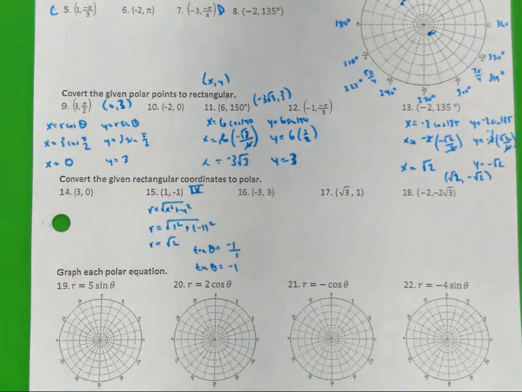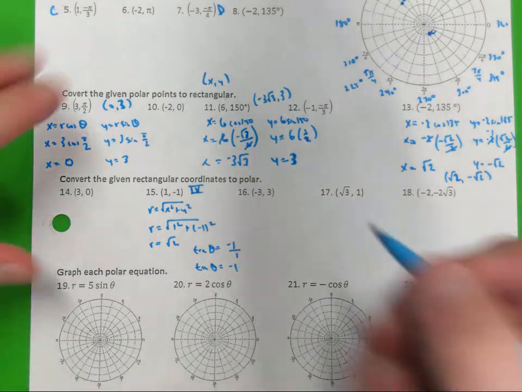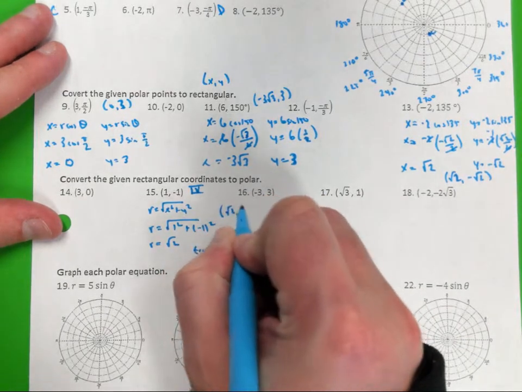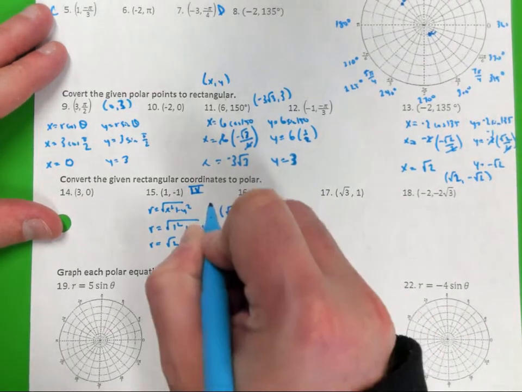Okay. Now, tangent of theta equals y divided by x, which is negative 1. Which family gives you a tangent value of negative 1? Pi over 4. Now, I want the pi over 4 that's in quad 4. What pi over 4 is in quad 4? 7 pi over 4. So that would be, here we go, (square root of 2, 7 pi over 4).